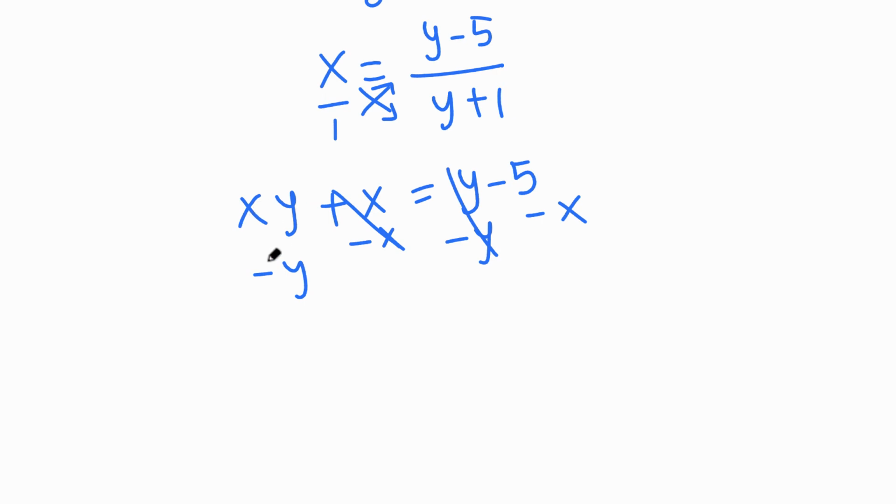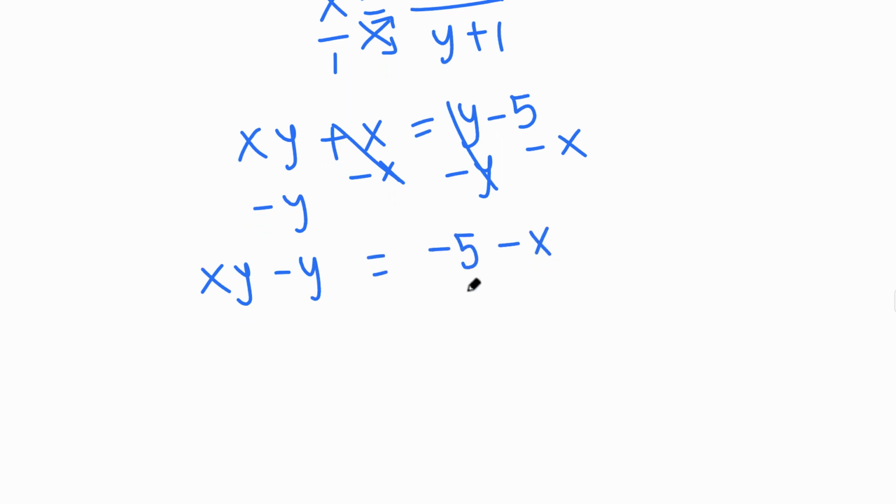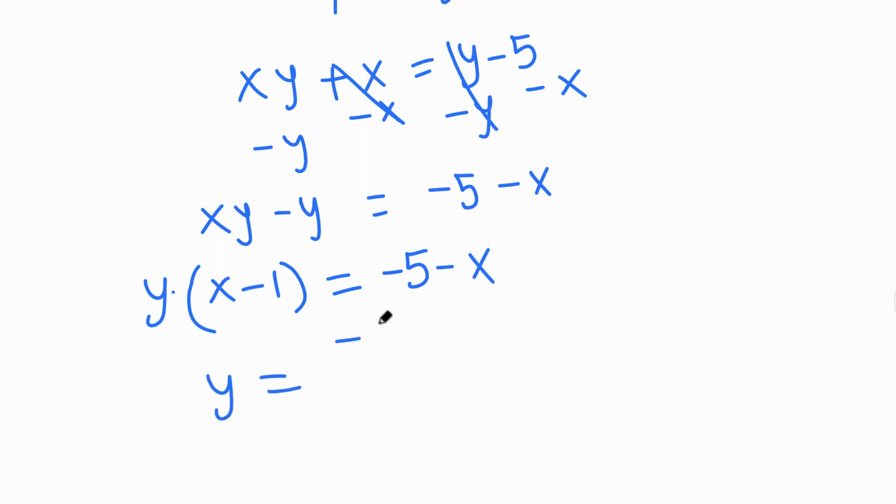So we get xy minus y. You cannot subtract further, these are unlike terms. Let me write xy minus y equals negative 5 minus x. We are trying to isolate y. y is in two different terms, so we can factor y out. That leaves y times (x minus 1) equals negative 5 minus x. Now we divide by this to isolate y. So y equals (negative 5 minus x) over (x minus 1).